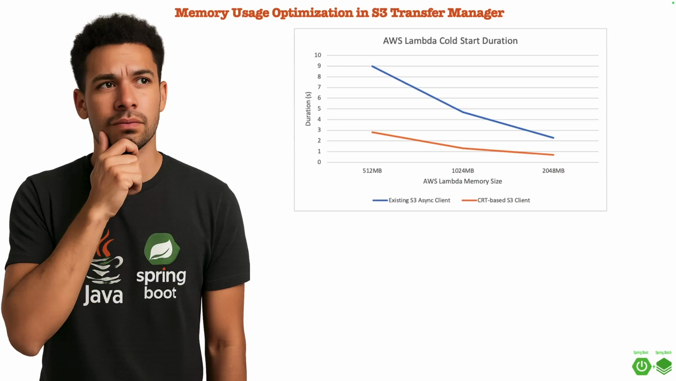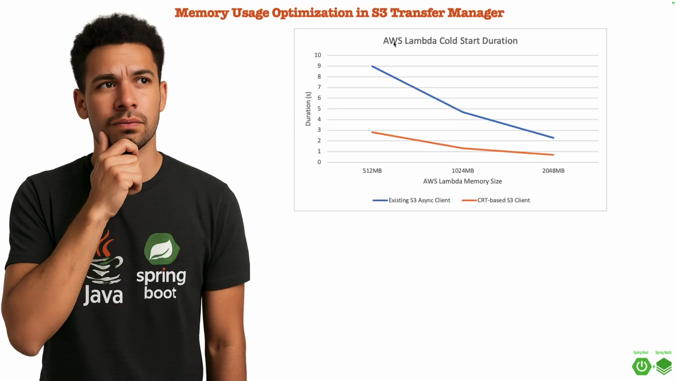So guys, now going back here, in terms of memory usage optimization in S3 Transfer Manager, which is the one that we are using in our application, I took this image from the AWS official documentation related to S3.